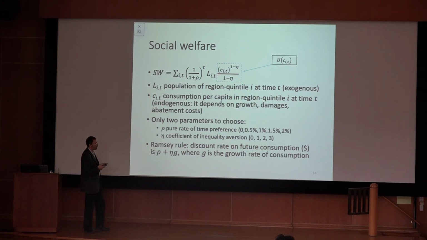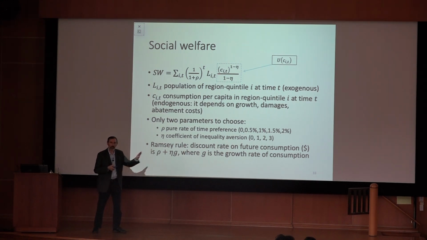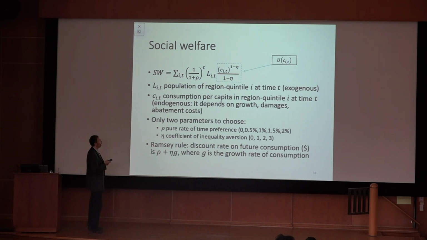And so we have a scenario for every policy. We have a different path for this consumption at the quintile region level. And we put that in a utility function. So we have this eta parameter, which represents how curvy our function is. So the greater eta, the more curvy the function.